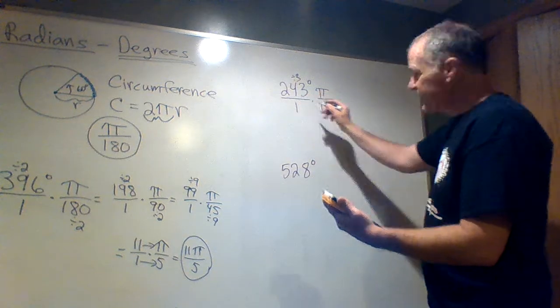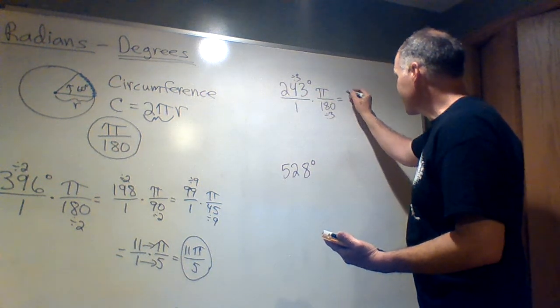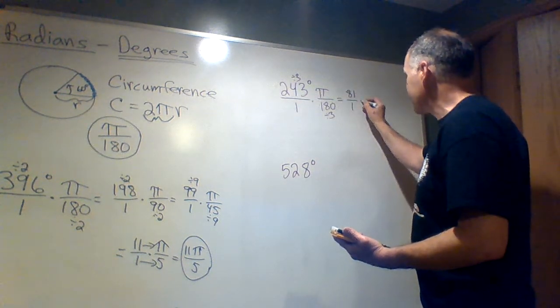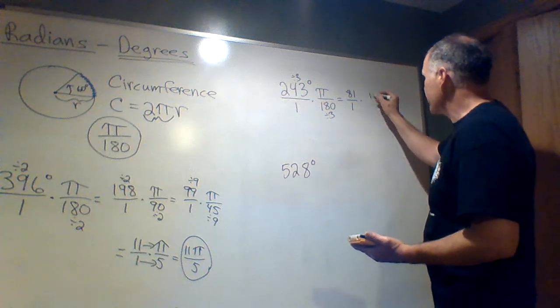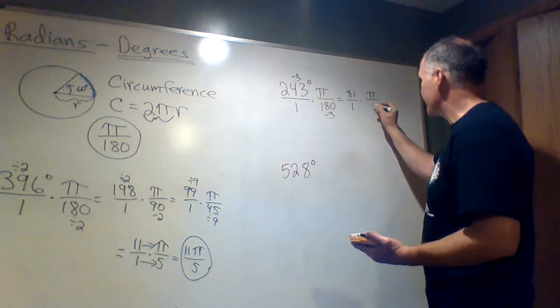Again, 243 divided by 3. I did that on the calculator. That's 81. Again, 81 over 1, and then pi, and then we did 180 divided by 3 is 60.